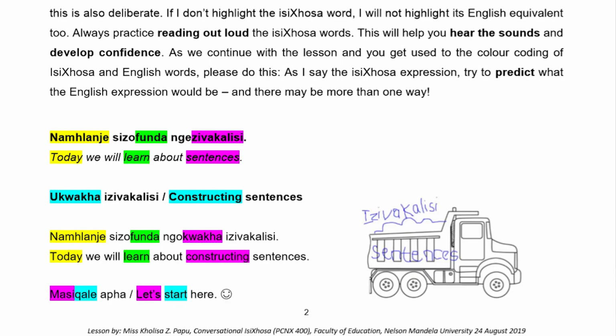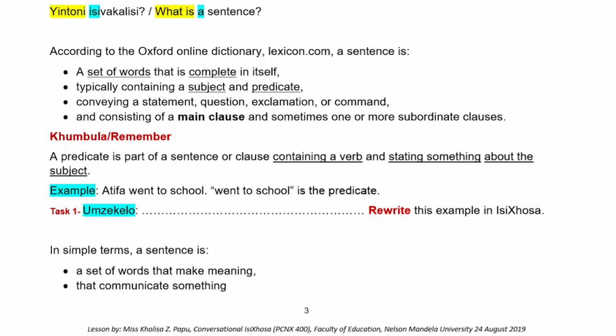If you can see this truck, it's a truck full of sentences. Le truck igcwele ntoni? Igcwele izivakalisi. So, let us start here. Yintoni isivakalisi? What is a sentence?